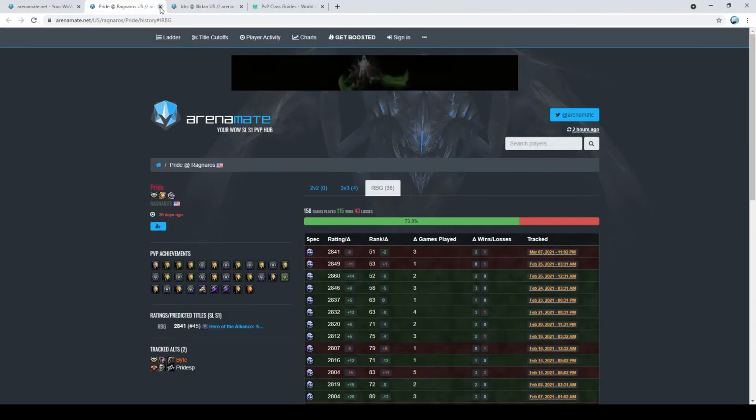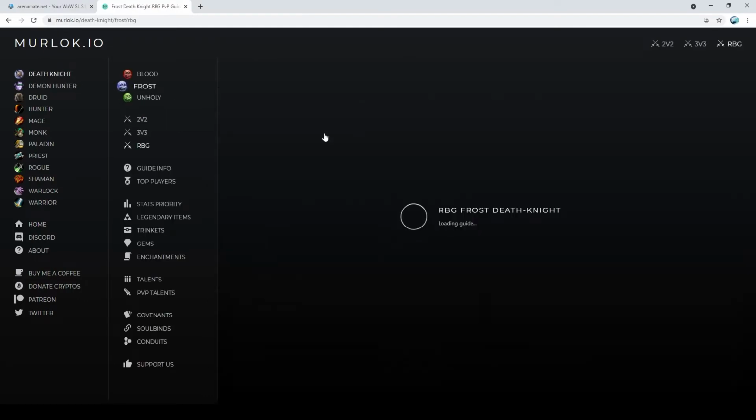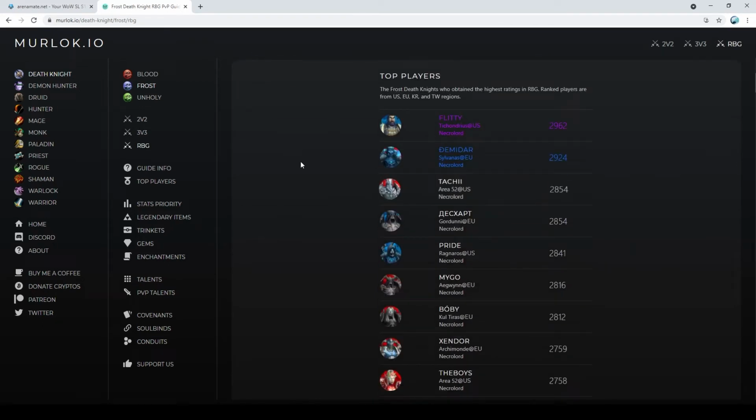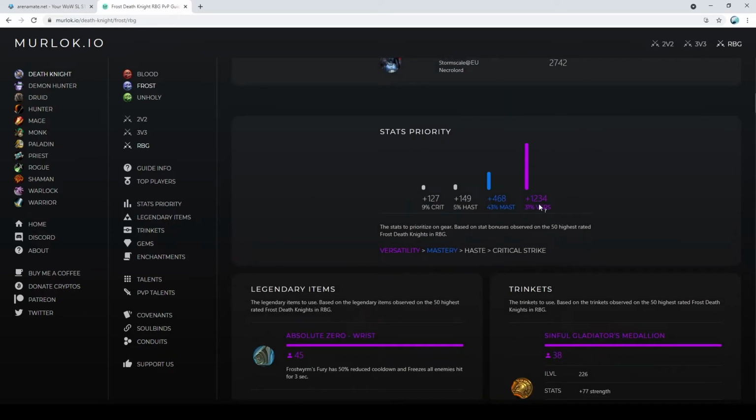Alrighty. So another really good website to use is Murloc.io. What's really cool about Murloc.io is that it does all the pulling of all those characters for you. So instead of me pulling up 4 to 5 characters and then having to sift through it and compare, Murloc.io does that for you. So I would click on DK, I go Frost, awesome. Then I go RBGs, then I come down here, I can see all the top DKs on EU, US, all the other servers as well. I come down here, it shows me what most of these DKs are running for their stat priority. The majority of them are running Vers first, of course, because you're PvP, and then they're Crit and Mastery.